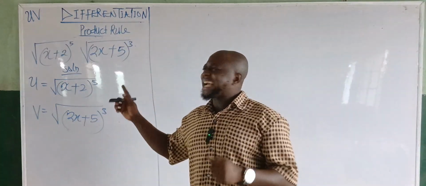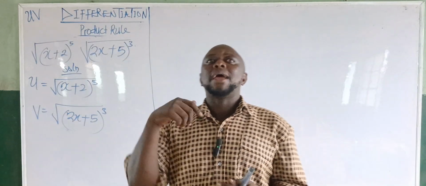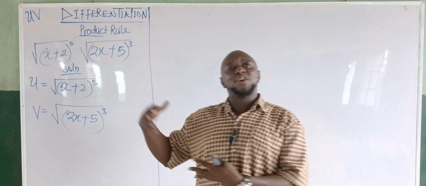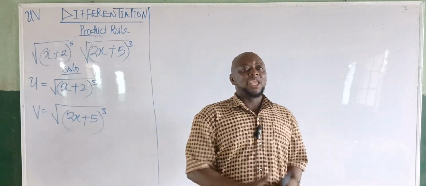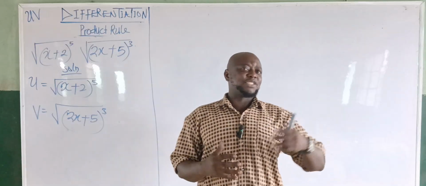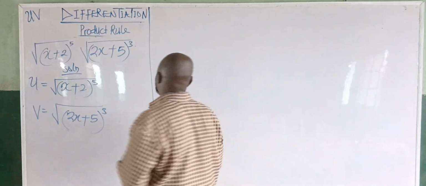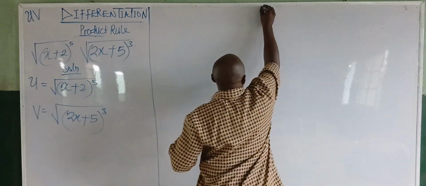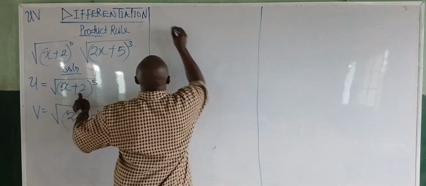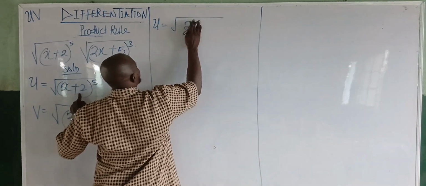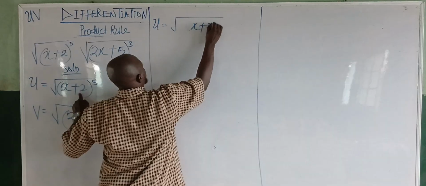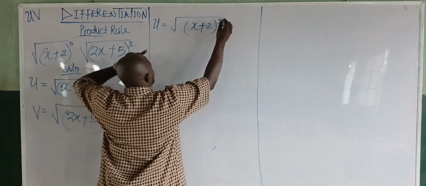Now, next up is that I already told you that if you have gotten your u, you can get your du/dx. If you also know your v, you can get your dv/dx. So let's go forward by solving this. I'll pick my u here. My u in this case is (x + 2) all raised to the power of 5.